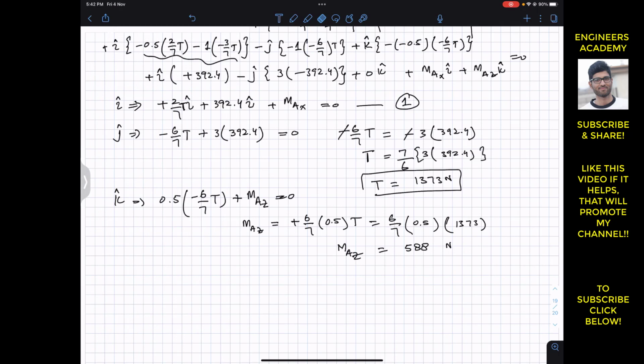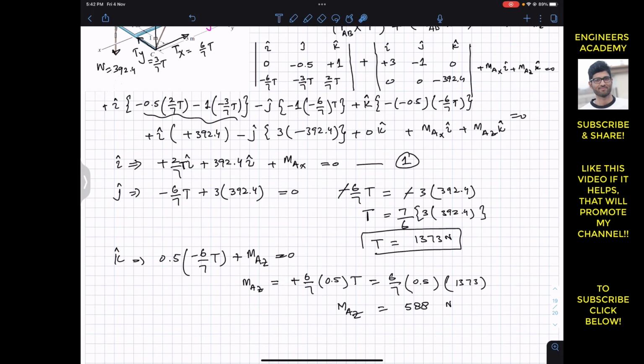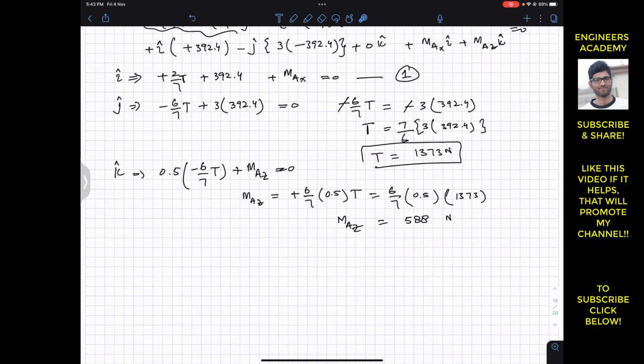So out of those 5 unknowns, we got 2 unknowns. In this equation 1, we don't need to write this I, since this is the summation of I components. Now as we can see, we know this t. So if we know this t, we can substitute the t value and we will be able to find max. So let's find max from this equation 1.